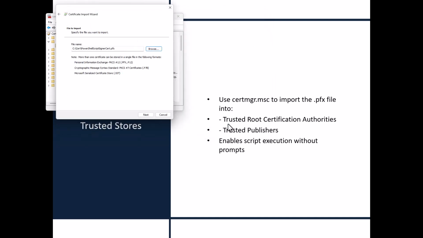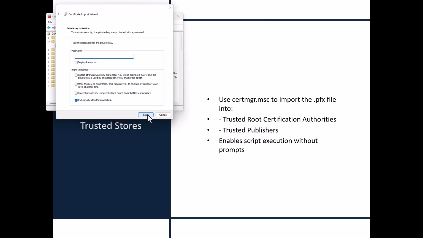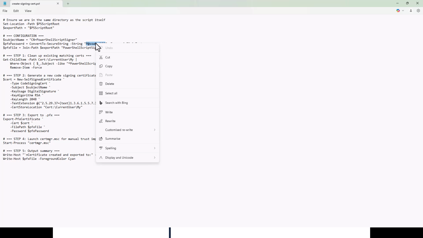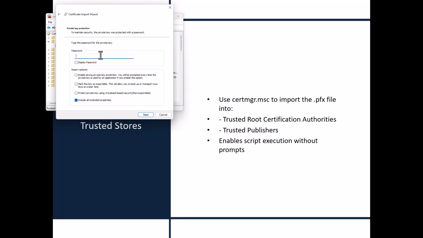I'll click that, click on open, and then click on next, and then type the password for the private key. I have to manually type the password now. It was exported with this password, so it has to be imported with the same password. It was created and exported with this password to the PFX file in the root directory, and it has to follow this same password. So let's copy this and paste this, display password.